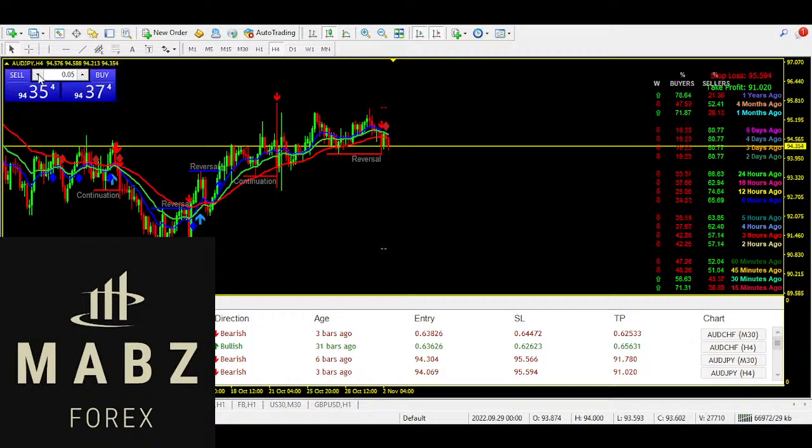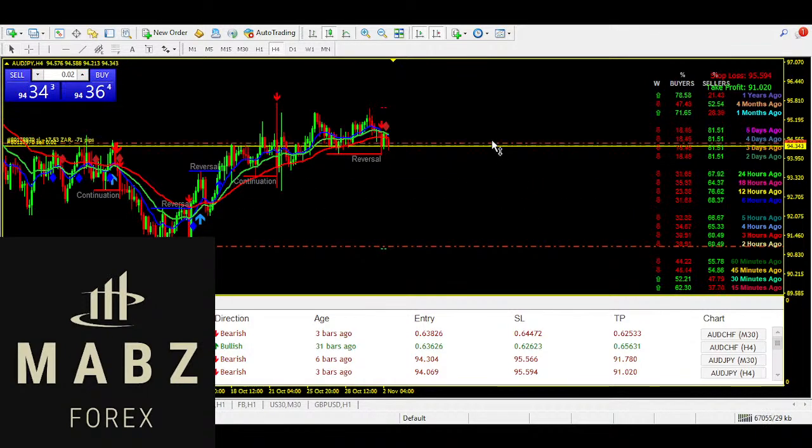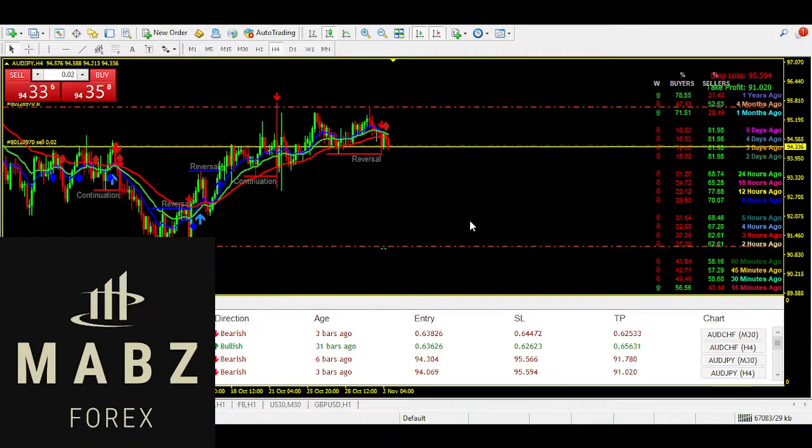All right, AUD JPY. I'm gonna just go ahead and open up a sell. It's a bit early entry. Take profit is at 91.020. Stop loss is gonna be at 95.594. Okay, so that's AUD JPY.